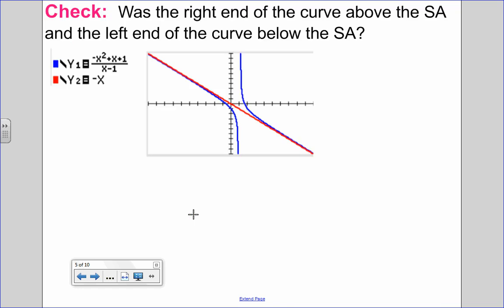On the calculator, I'm checking, was the right end of the curve above? And you can see in blue, it is in fact above the red, which is the slant asymptote. Was the left end of the curve below? Again, in blue, you can see here that it is in fact below. So let's try one more.